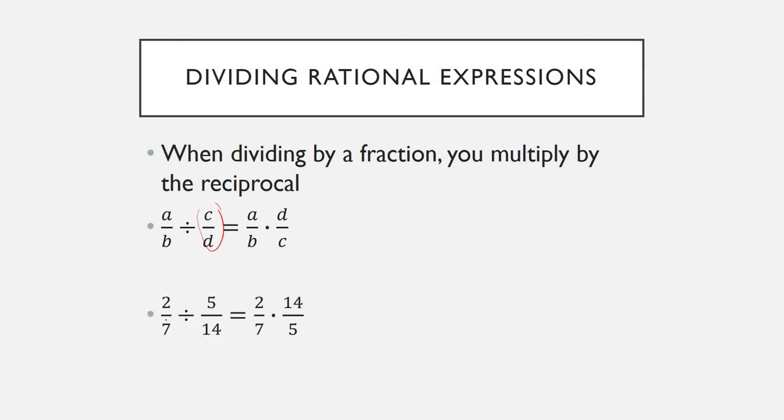We've done this with numbers a lot. 2/7 divided by 5/14 is 2/7 times 14/5. To finish this off, we could simplify by canceling some like factors like we've been doing with our rational equations, and we get 4/5 for our answer.